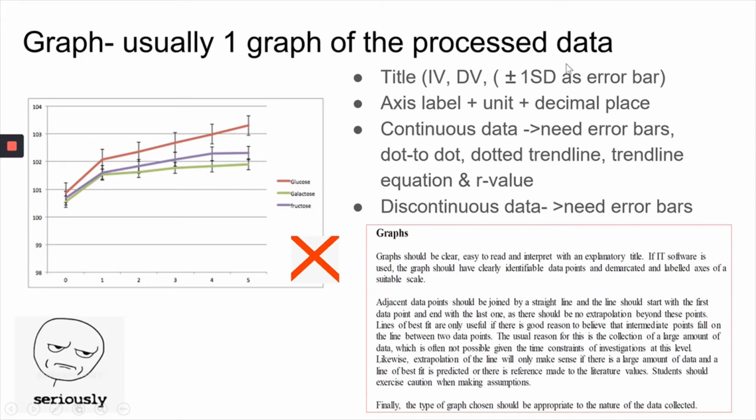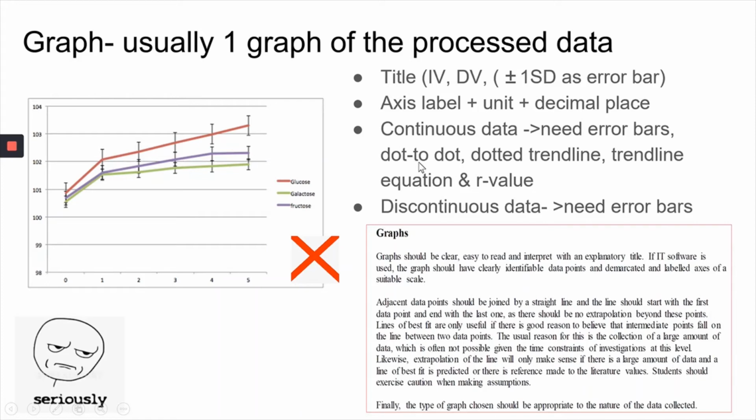So let's look at what we need for a processed data graph. Of course, we will need our title, including the IV and DV, and for example, mentioning in brackets what type of error bar we're using. In this case, we'll be using plus or minus 1 SD as the error bar. You need to mention that after the title. And the axis label, axis unit, and make sure they have the same decimal places. And the next one, if your data is continuous, so for example, if your IV is continuous, then again, you need your error bar.